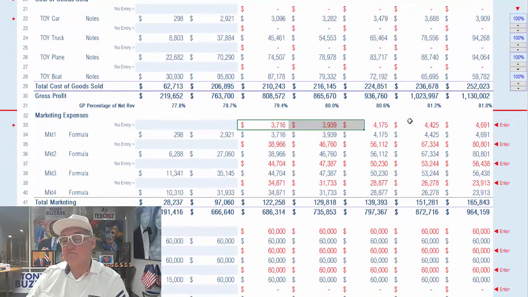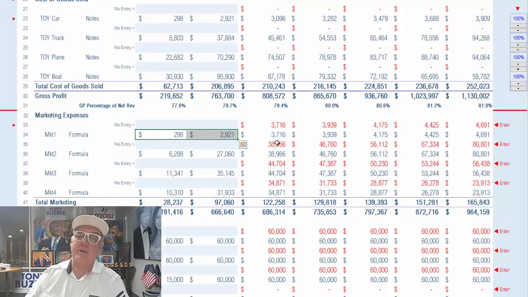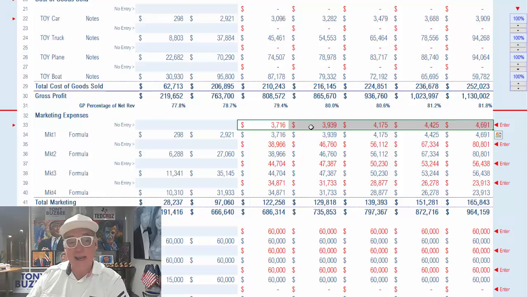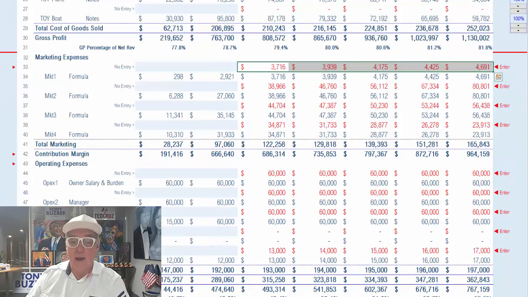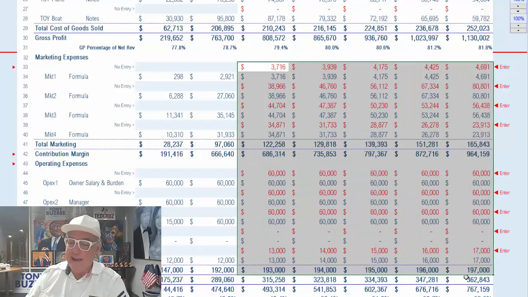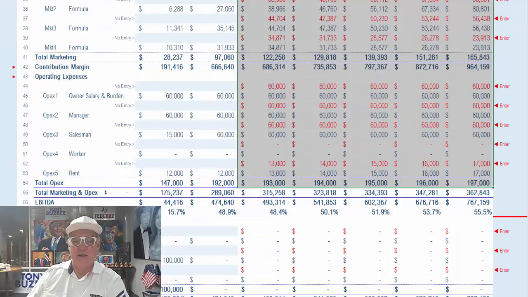Marketing expenses, you can put a number in there because you won't have any numbers. It'll just show you the two and then it'll be blank. You have to have some kind of number. So make sure you see some red in the marketing expenses and the operating expenses. It is manual. This is all manual here, but it's not very hard.